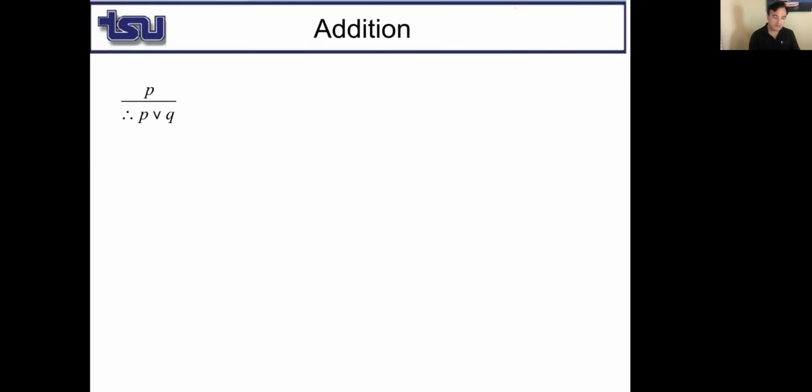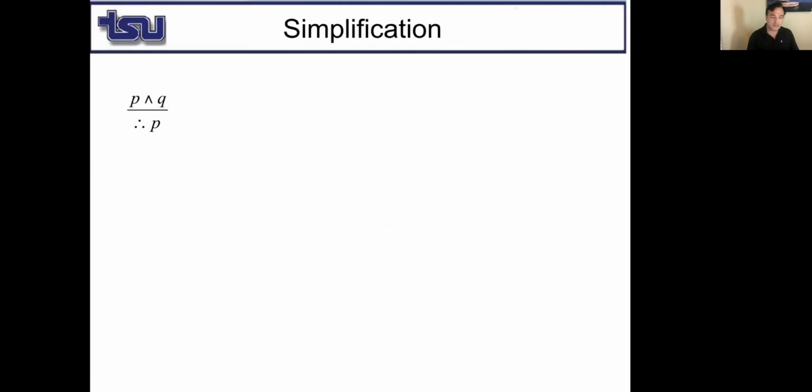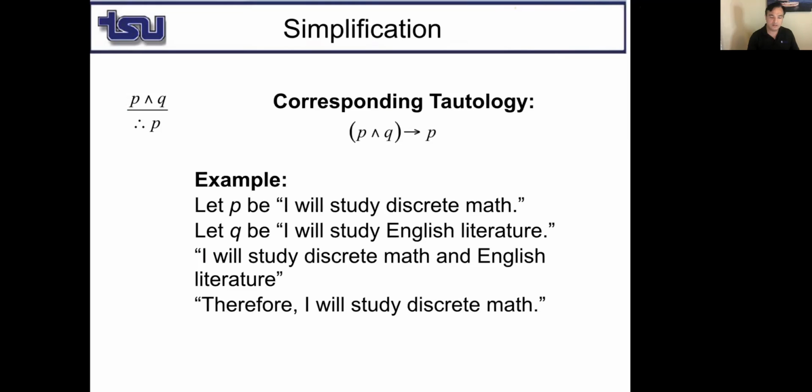Addition is trivial. If P is true, P or Q is already true. I will study discrete math, I will visit Las Vegas, and this is given to us, this is P and this is Q. If I will study discrete math is true, I will study discrete math or I will visit Las Vegas is also true because this is or, right? Simplification, if P and Q is true, then P must be true. In fact, Q must be true as well, okay?